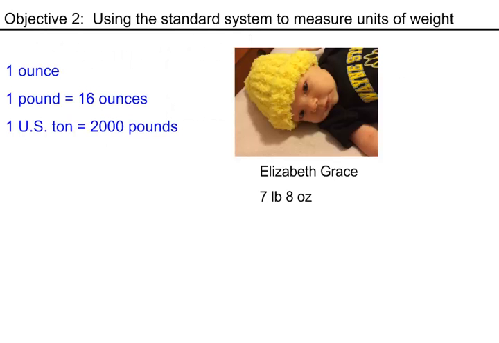Now what we're going to do is talk about weight in terms of the standard system. And so when we measure babies, we do this in pounds and ounces, and then we do have tons. And so my daughter, Elizabeth Grace, was born at 7 pounds 8 ounces. And so since we can see that 1 pound equals 16 ounces and 8 ounces is exactly half of that, she weighed exactly 7.5 pounds.